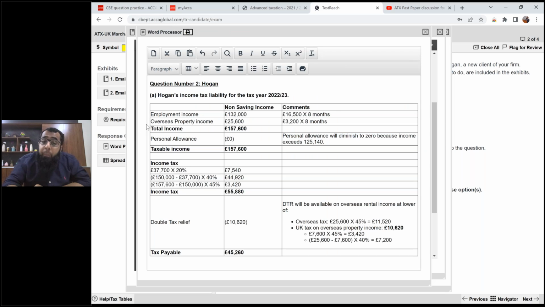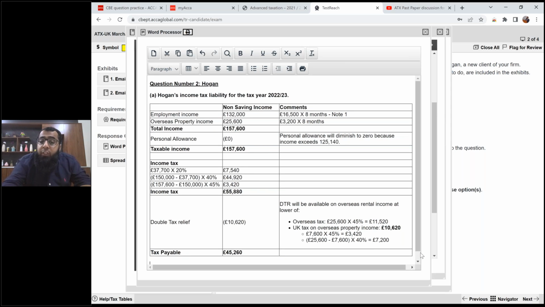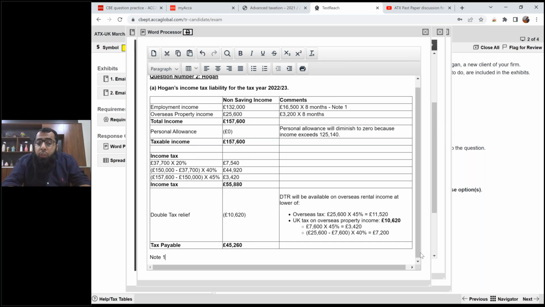Okay, let me repeat it again. See, first of all, we took employment income of 8 months. Why did I take employment income of 8 months? Let me add a footnote here. It is very much better that you add footnotes, small explanations for what you have done in the question. Note 1.